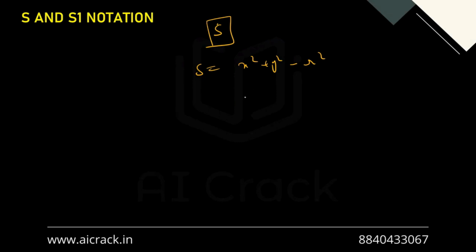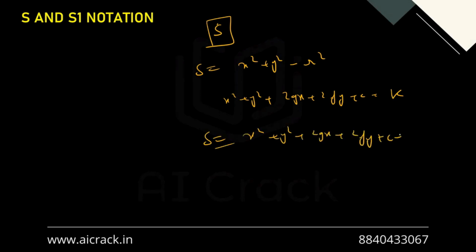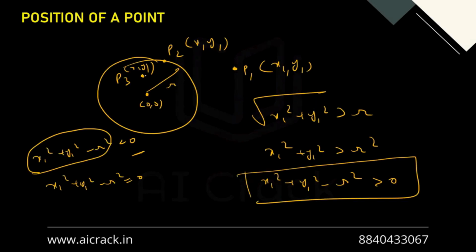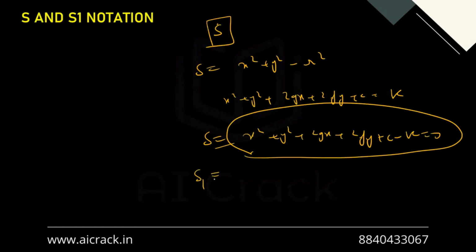Let's say I have the circle x square plus y square plus 2gx plus 2fy plus c equals 0, or plus c equals, let's say, k. What I'll do to write the S: S over here would be x square plus y square plus 2gx plus 2fy plus c minus k equals 0. This is our S notation. Now if I put the value of this point x1, y1 over here, that would become S1. That would give me x1 square plus y1 square plus 2gx1 plus 2fy1 plus c minus k.